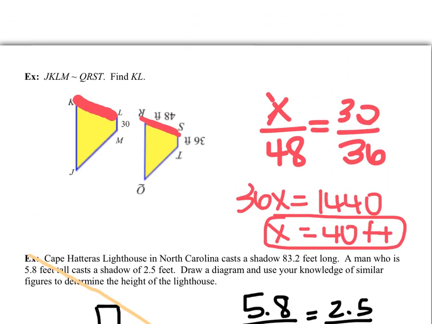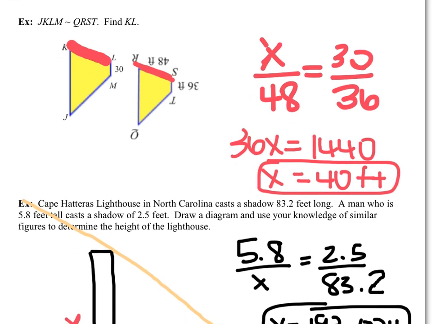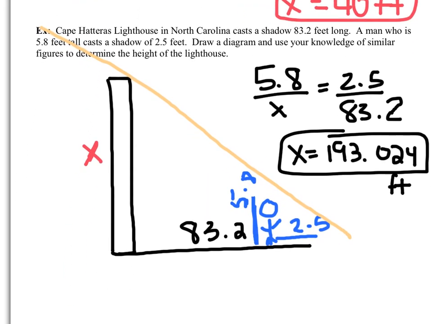So on the first one up here, you just set up the proportion, cross multiply, you end up with 40 feet. Hopefully you're set on that one. Down here, if you draw the picture, here's my lighthouse, and I don't know the height of it, so I labeled it X, and here's the shadow, which was 83.2. Here's my person, who had a height of 5.8, and they had a shadow of 2.5.